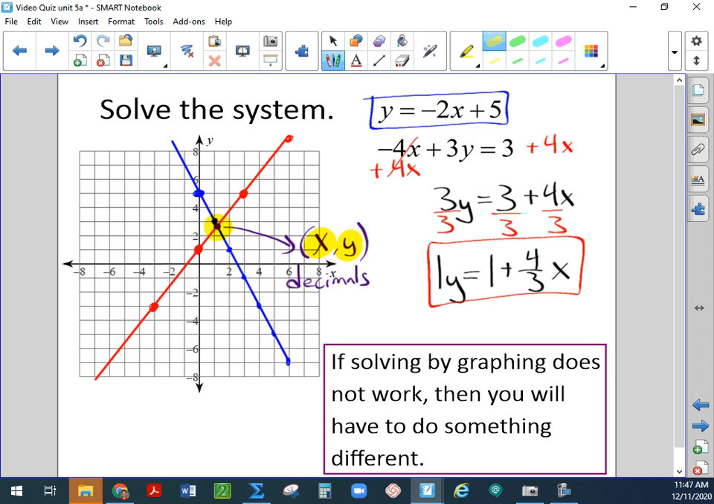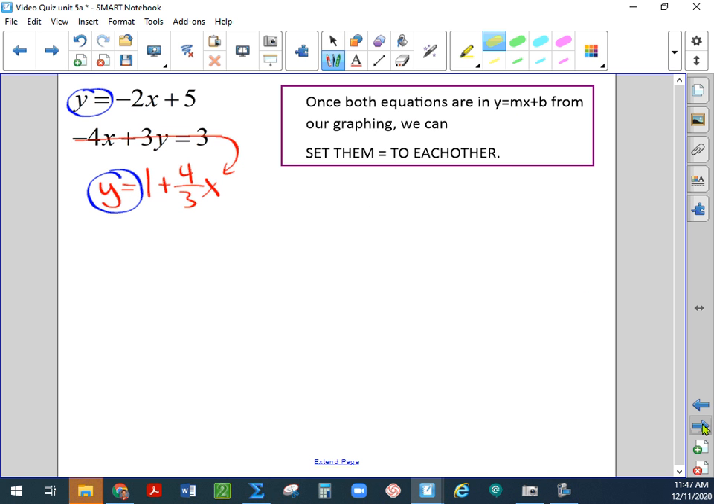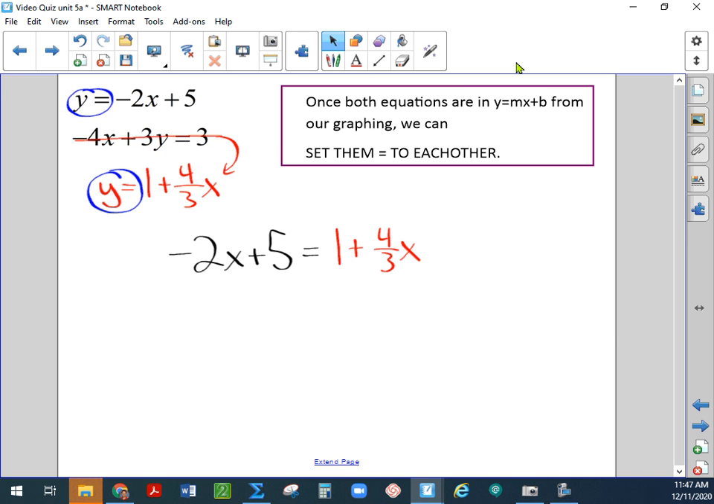We don't know. Since they're both equal to y, they're equal to the same thing, so we can set them equal to each other. I take one expression, negative 2x plus 5, and set that equal to the other expression, 1 plus 4/3 x. Now I need to solve that equation. We're going to learn how to solve equations when there are variables on both sides. If you haven't done so already, please pause your video and write down that step.